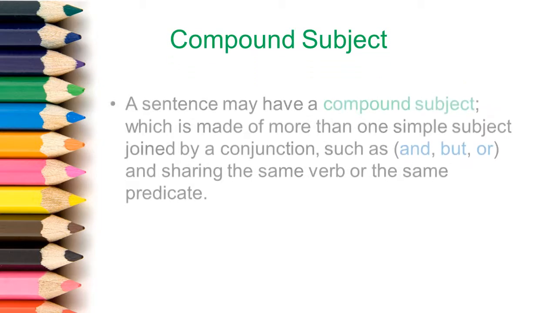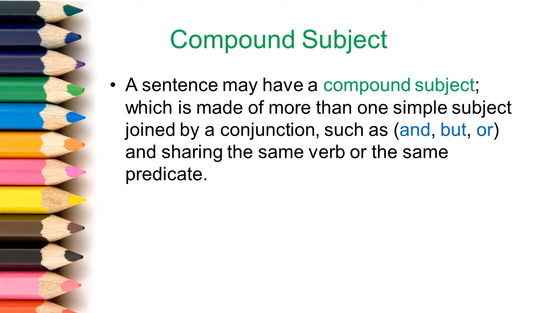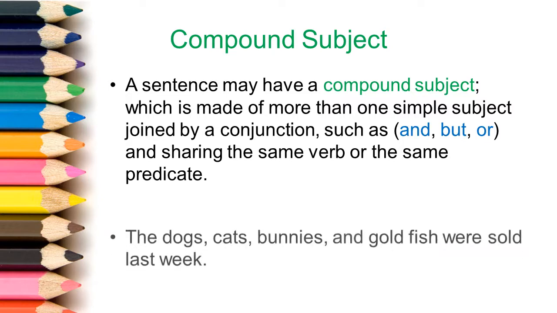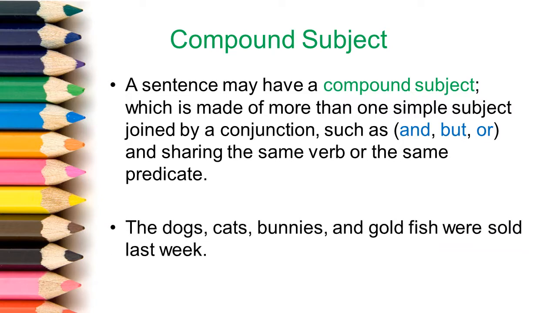The compound subject. A sentence may have a compound subject, which is made of more than one simple subject joined by a conjunction such as and, but, or, and sharing the same verb or the same predicate. Look at the sentence below. The dogs, cats, bunnies, and goldfish were sold last week.